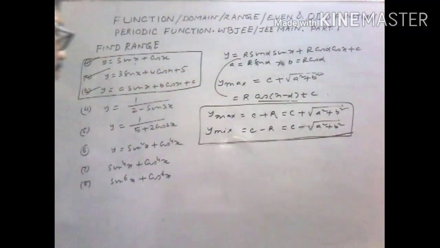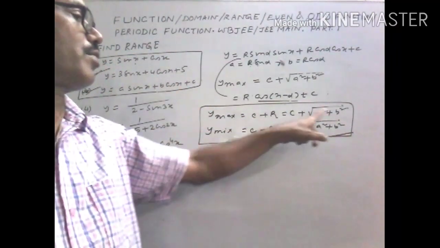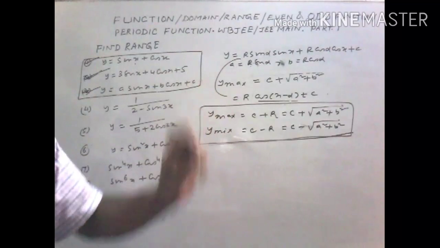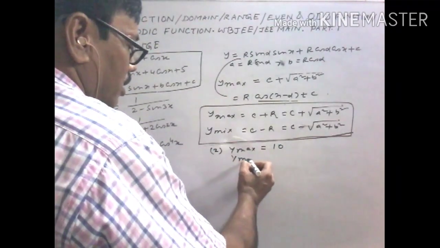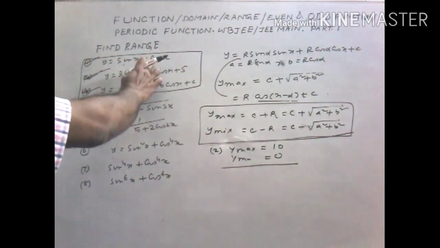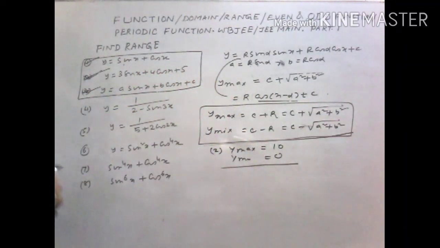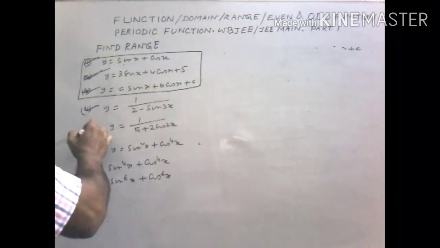This is a simple result of class 11. Now look, problem number 2. So a equals 3, b equals 4. So what is a square plus b square? This is 25, and root is 5. So maximum value is 5 plus 5, 10. For problem number 2, what is the minimum value? c minus r, so 5 minus 5, 0. So for problem number 2, y max equals 10, y min equals 0. For problem 3, c equals 0, r is root of 1 square plus 1 square, and the minimum value is minus root 2. So these are simple problems. Now look, consider problem number 4 and 5.